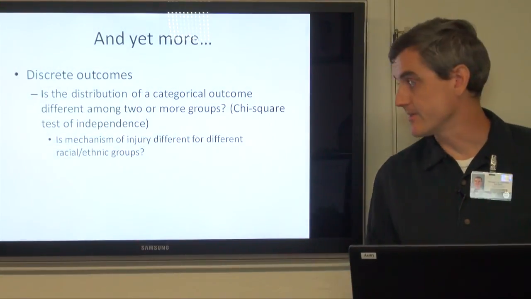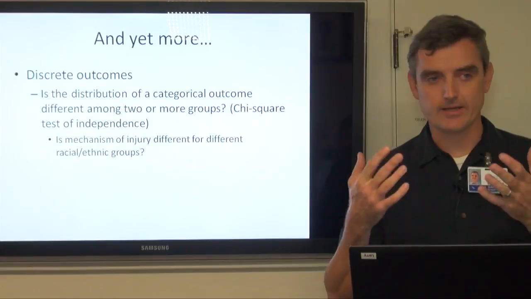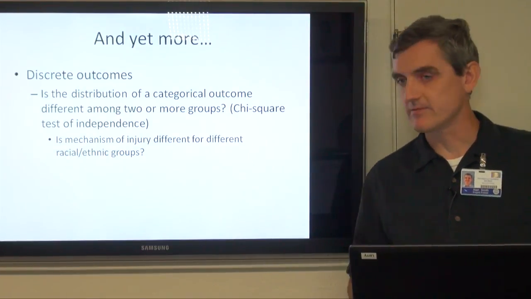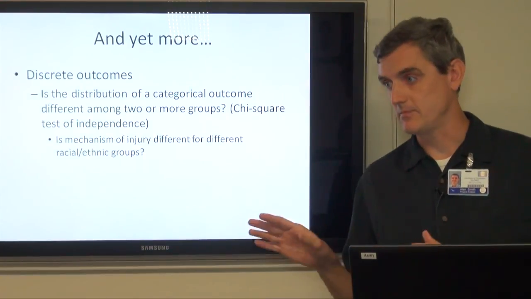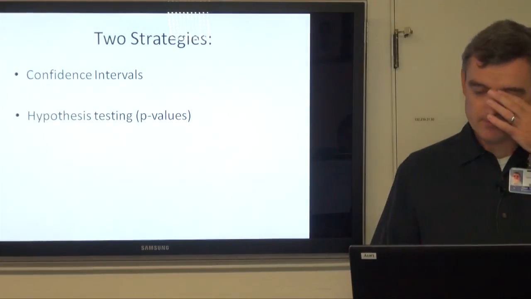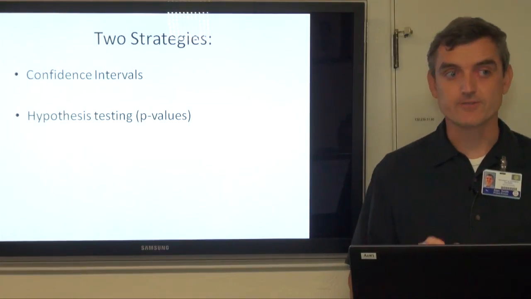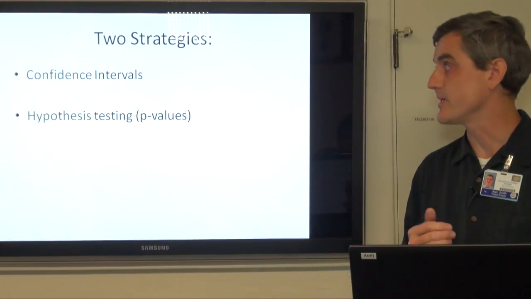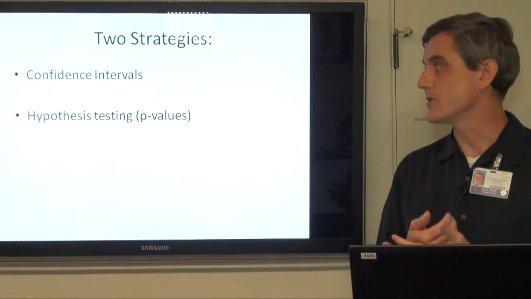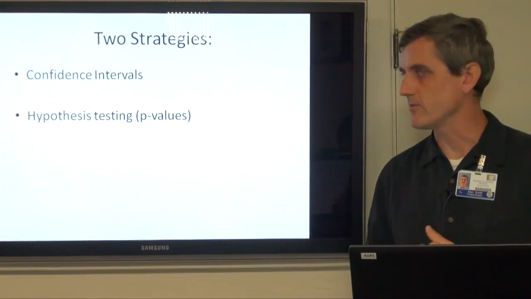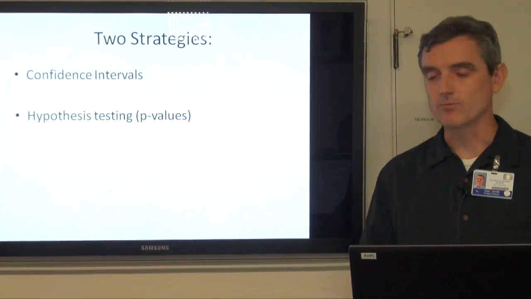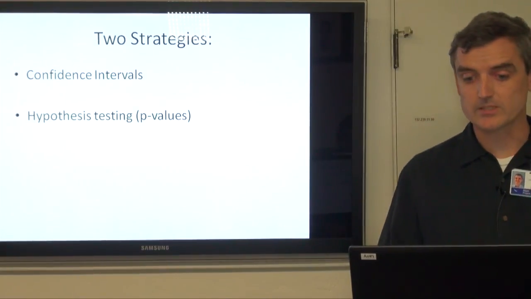And you can get into 2 or more groups and many discrete outcomes, where we're going to get into the chi-square test of independence next time, not today. So there are 2 strategies for testing and deciding whether you have a difference between 2 observations. You can do confidence intervals, and I'll talk about those briefly. But we're going to spend a little bit more time on hypothesis testing, where we're generating what's called p-values.